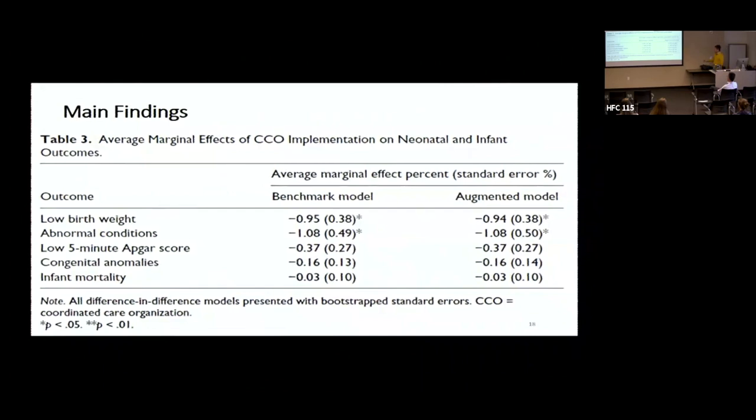So to summarize what it means, this is the average marginal effect. What it means is that we see 200%. In terms of magnitude, we can interpret that as a twofold decrease in the probability of having low birth weight, for example, after CCO implementation. So it leads to a substantial beneficial impact.